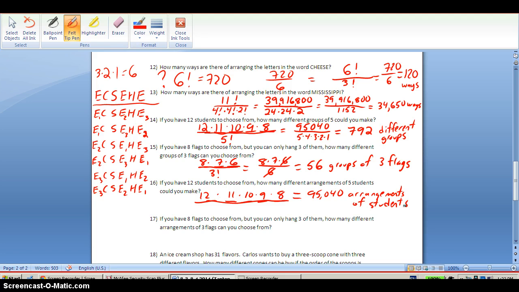All right, so see if number 15 and 17 are very similar. See if you can figure out now what to do, what's different about 15 and 17. These are arrangements of flags, which means the first, the second, and the third flag are different in terms of how we arrange them. See if you can figure that out, stop this, and then come back when you think you have it.